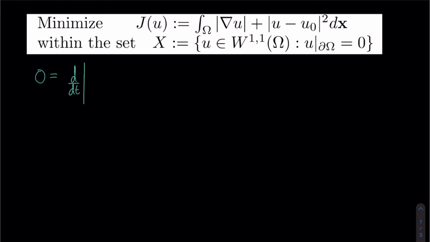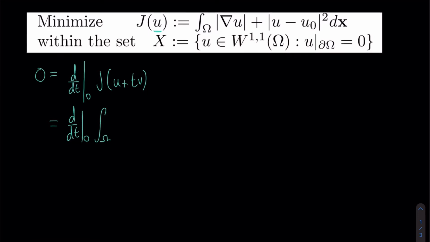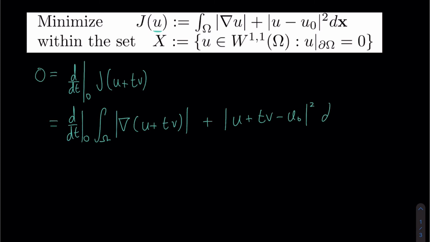So we are evaluating the directional derivative for any function v, right? And so all we do in the first step, it's very easy, we just plug in u plus tv wherever u is. So we have the integral of the gradient of u plus tv, plus u plus tv minus u0 squared.